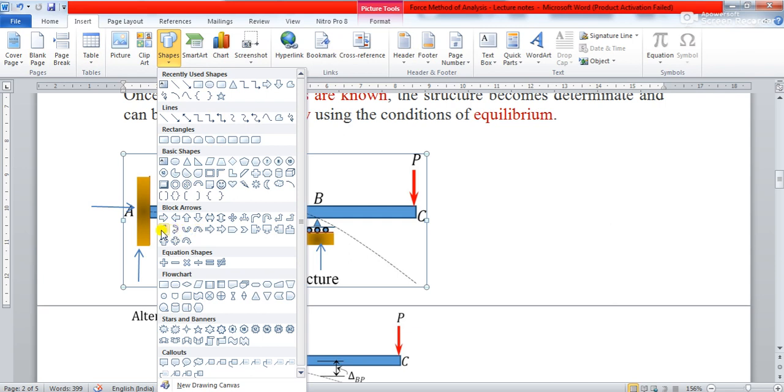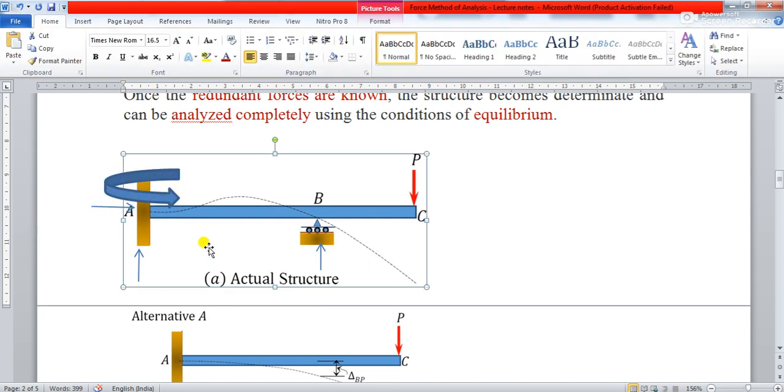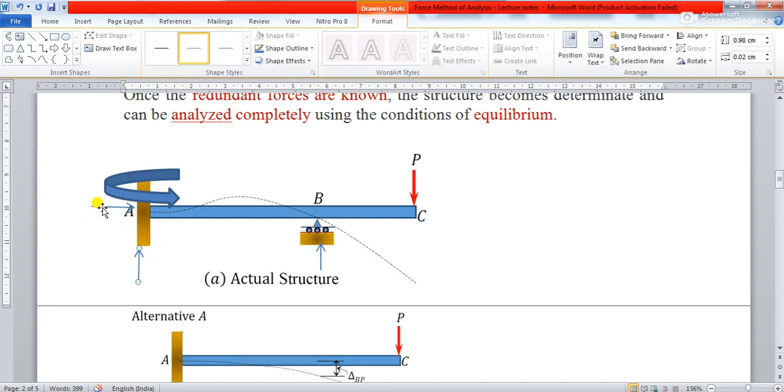Yes, moment. So let me take this arrow and just put it over here. Let's say this kind of moment is there. I am just putting it like this. So this is a moment over here. So one unknown, two unknown, third unknown, this is the fourth unknown, right? Now you tell me, which will be the redundant force?